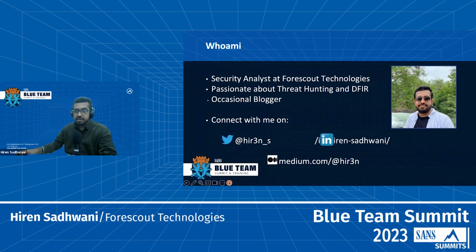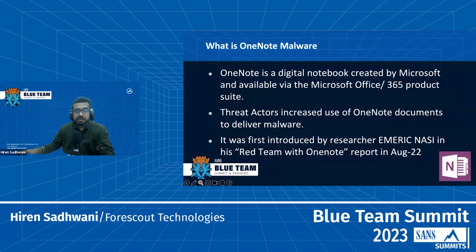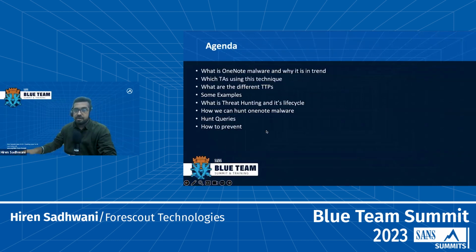So let's start with the agenda. Today we're going to talk about what OneNote malware is, why we are talking about it, why it is in trend, which threat actors are using this technique, what the different TTPs are, and then we will look at some examples. In the second part, we will do a quick introduction to threat hunting and its life cycle, and how we can hunt OneNote malware. I have mentioned some hunting queries, and we'll also talk about how we can prevent these attacks.